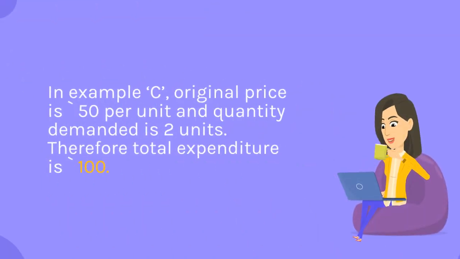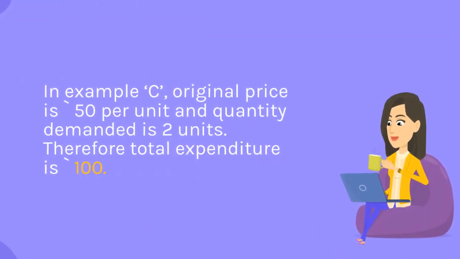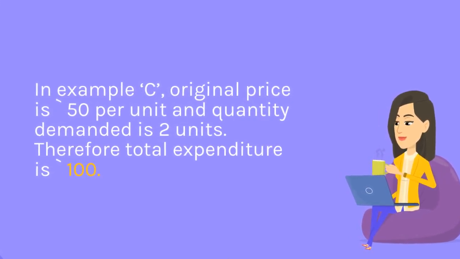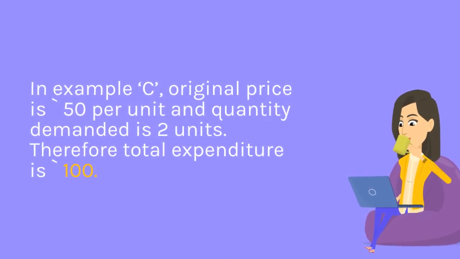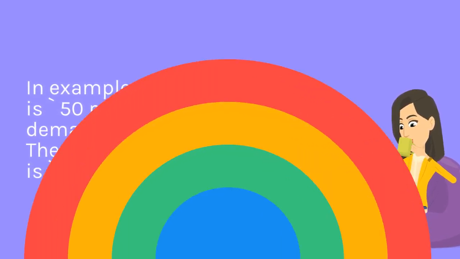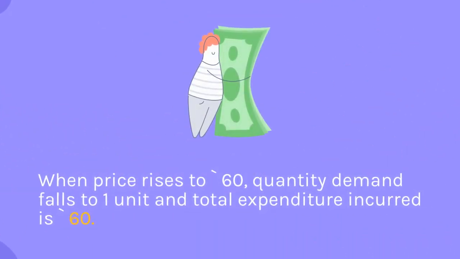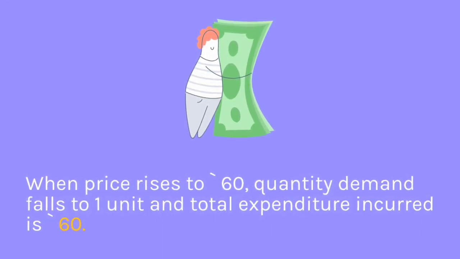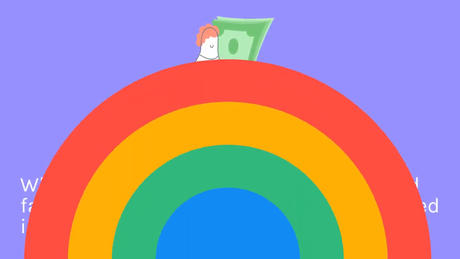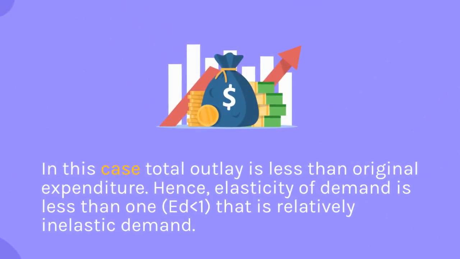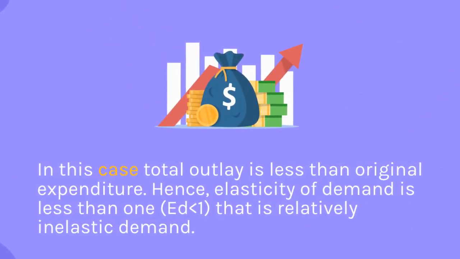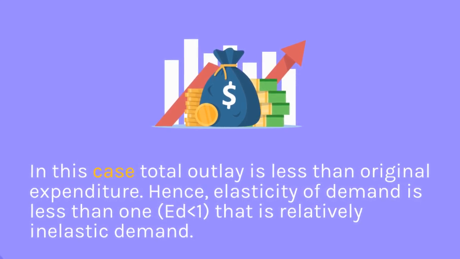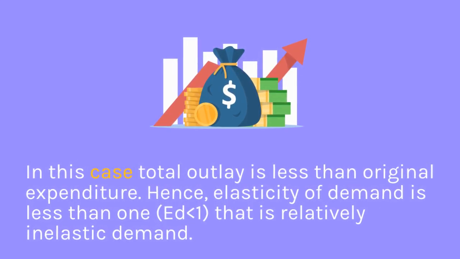In example C, original price is 50 per unit and quantity demanded is 2 units. Therefore total expenditure is 100. When price rises to 60, quantity demand falls to 1 unit and total expenditure incurred is 60. In this case total outlay is less than original expenditure. Hence, elasticity of demand is less than 1, ED less than 1, that is relatively inelastic demand.